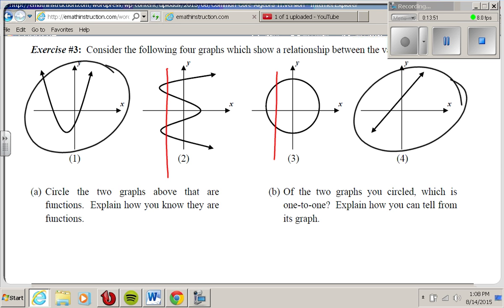Of the 2 graphs you circled, which one is one-to-one? Well, which one's one-to-one? Horizontal line test, right? Choice 4 is going to be one-to-one. So 1 passes the vertical, which means it's a function, but fails the horizontal, which means it's not one-to-one. Okay, so 4, horizontal line test.